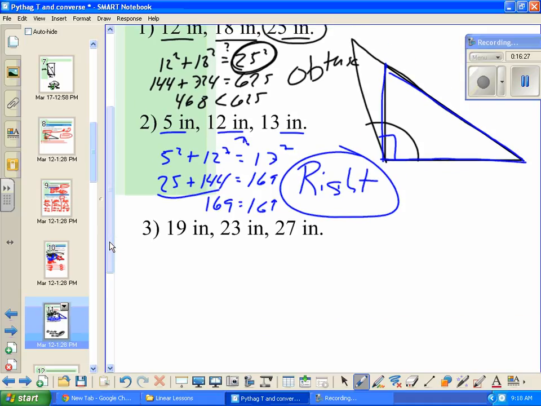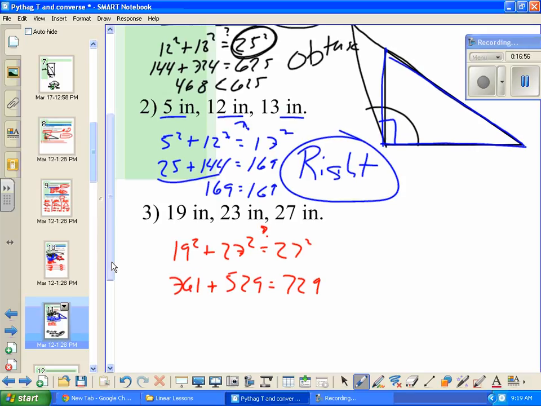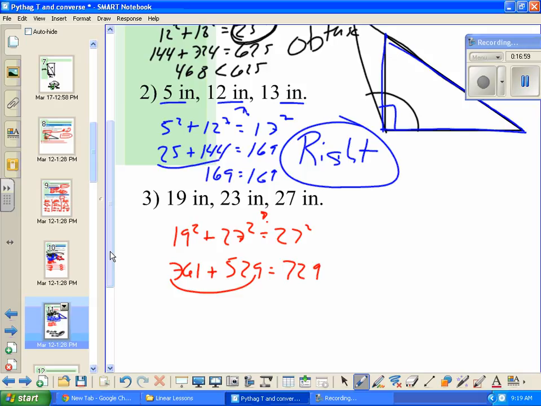And then this last one, same thing. I'm going to check 19 squared plus 23 squared. Is that equal to 27 squared? 19 squared is 361. 23 squared is 529. And I think 27 squared is 729. Yep, it is. So I'm just going to plug the numbers in the formula, square each one. When I add these two together, what do I get? Well, I get, let's see, 0, bring up the 1. I get 9, 8. So 890, well, that's bigger than 729.